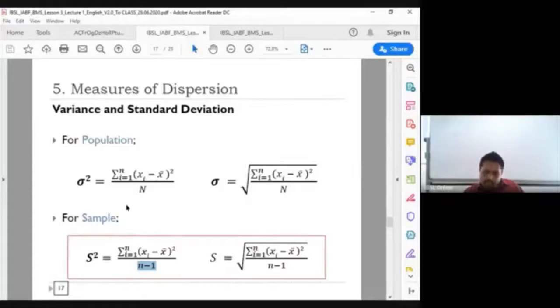So keep in mind this fact also. If the question says on the population, you have to take the number of items, the capital N. But if the question says we are looking at a sample, or if the question implies that we are looking at a sample number of days, sample 5 days, sample week, that implies that you have to be careful and divide it by n minus 1.